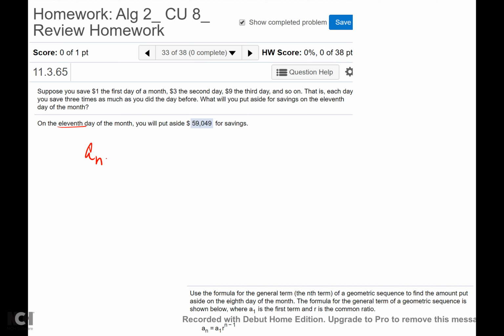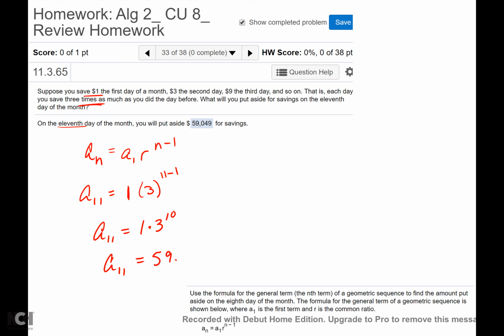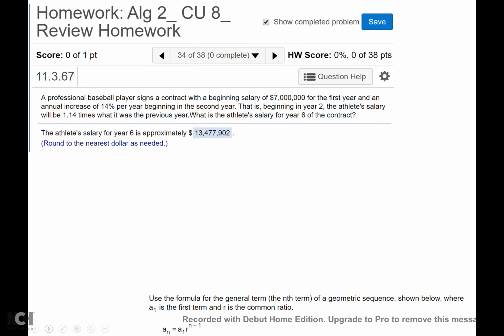So we want the specific term formula, a sub n equals a sub 1 times the common ratio to the n minus 1. I'm wanting the 11th day. On the first day, I only saved $1. My common ratio is 3, because you're tripling it every day, and I want to the 11 minus 1. So this is going to be 1 times 3 to the 10, which is just 3 to the 10th. If you type in 3 caret 10, on the 11th day you're going to have to set aside $59,049. Okay? Good luck with that.